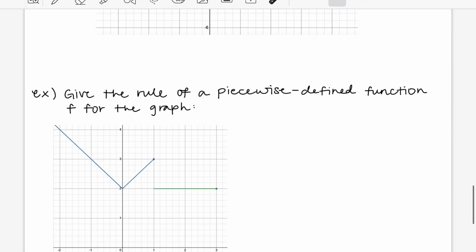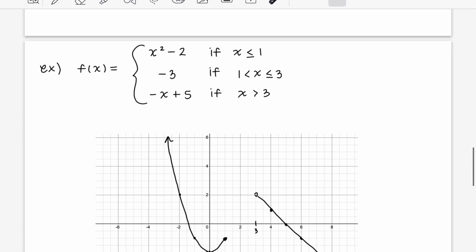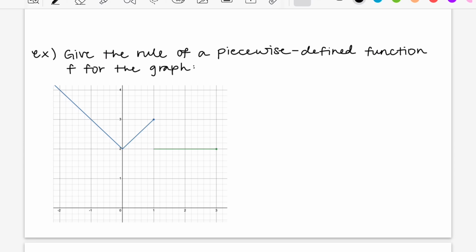And the last thing we're going to do is look at this example. So we should be able to be given a graph here and provide the rule of the piecewise defined function for the graph. So this just means that we are going to provide our function. So it'll look like this here. So f of x is going to be a piecewise defined function. And if you notice, we just have 2 regions here.